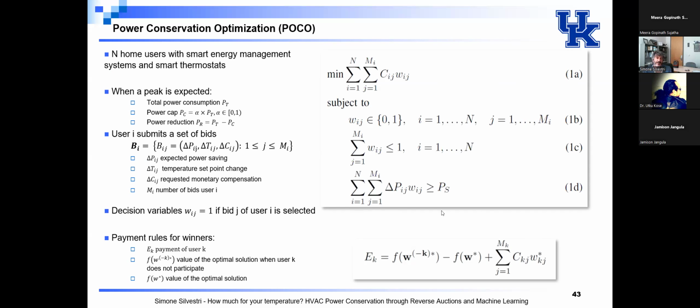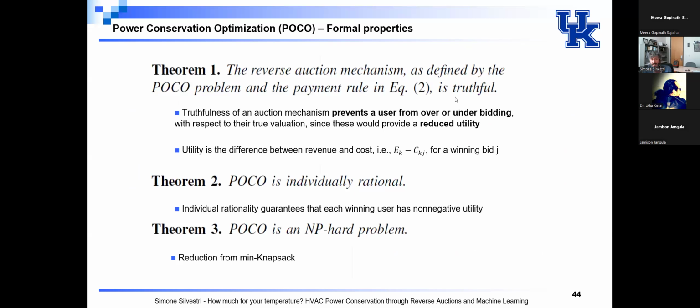The reason why there is this payment rule is that we want this type of auction to have a certain property, called truthfulness. The idea is that each user has a certain amount that they would like to be paid to reduce their HVAC setting. However, what is blocking a user from bidding a higher amount with the idea that you would make more money? If maybe I would do it for 3, but I'm going to ask 5, because that way I'm going to make more money for the same reduction. Alternatively, I may think, hey, I would like 3, but maybe I can ask 2 so that it's more likely that I'm going to win.